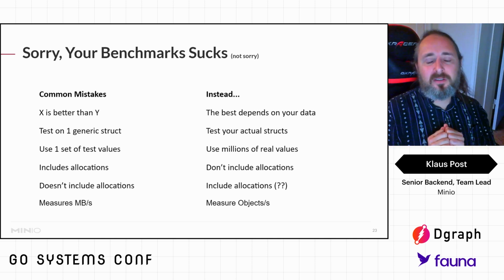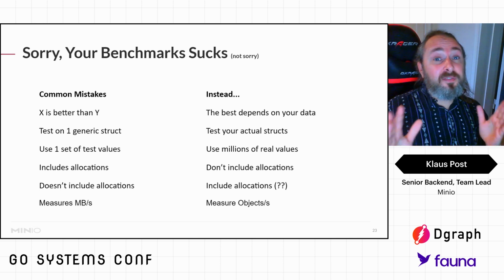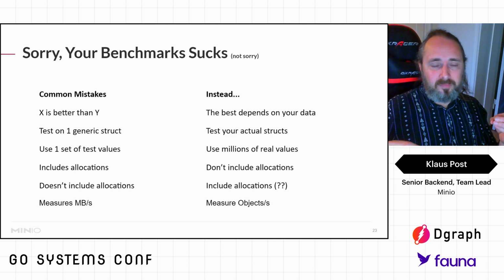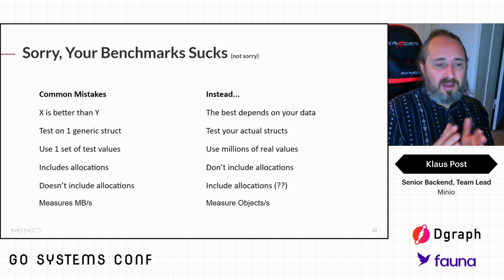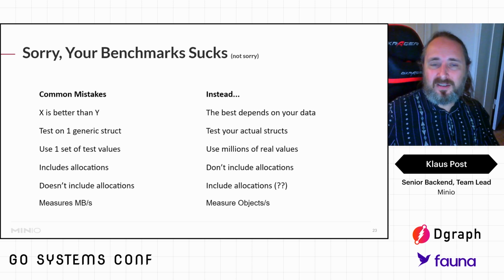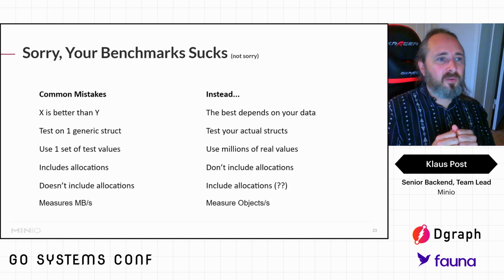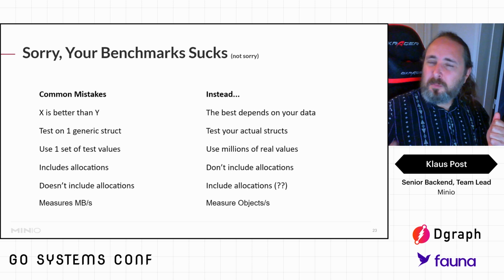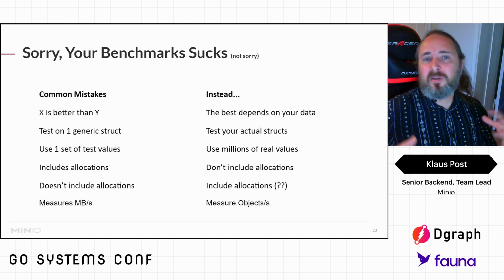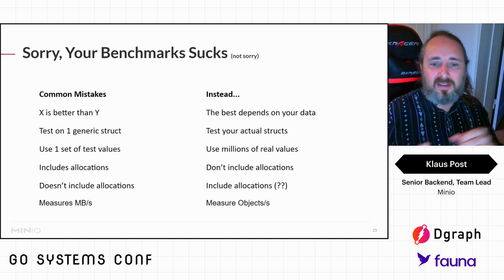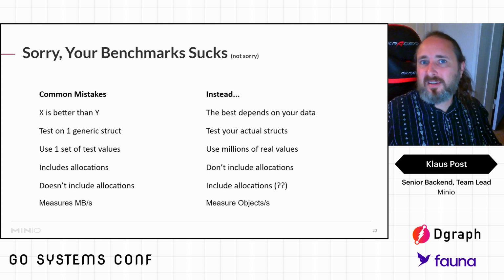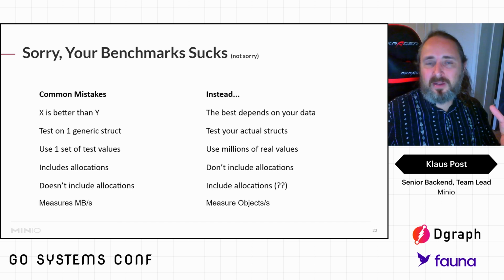Finally, a very common mistake is that it measures megabytes per second. If the benchmark measures megabytes per second, you are making the speed dependent on the output size. That means that bigger output size means better performance. But that's not really how it works because we don't want big output size. We want high throughput. So we measure objects per second or whatever metric makes sense.